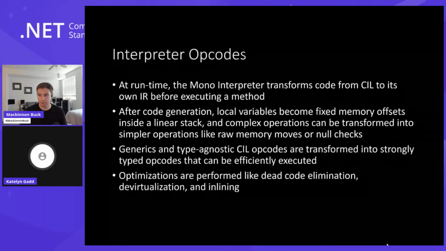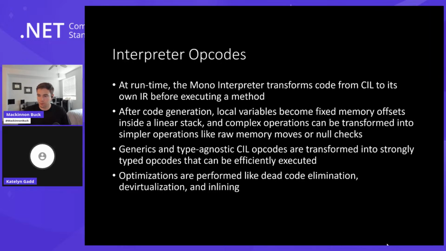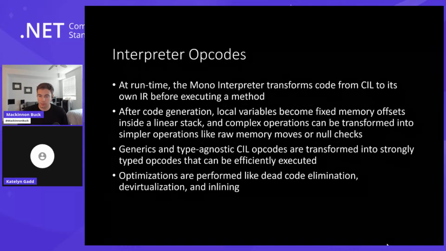So instead, we take the interpreter opcodes that are generated at runtime by the Mono interpreter. It takes the CIL from your DLL files, and before a method ever runs, it turns all of that CIL into its own set of opcodes. After this code generation is finished, the local variables in your method have become fixed memory offsets inside of a little stack. And some complex operations have turned into simpler operations. So loading or storing a local variable becomes just a raw memory move. Null checks may disappear or be inserted in specific places.